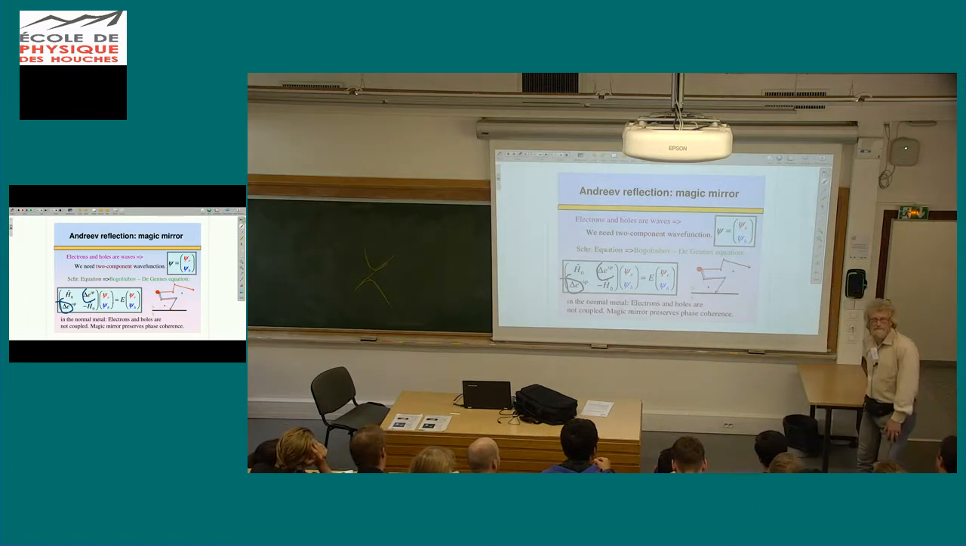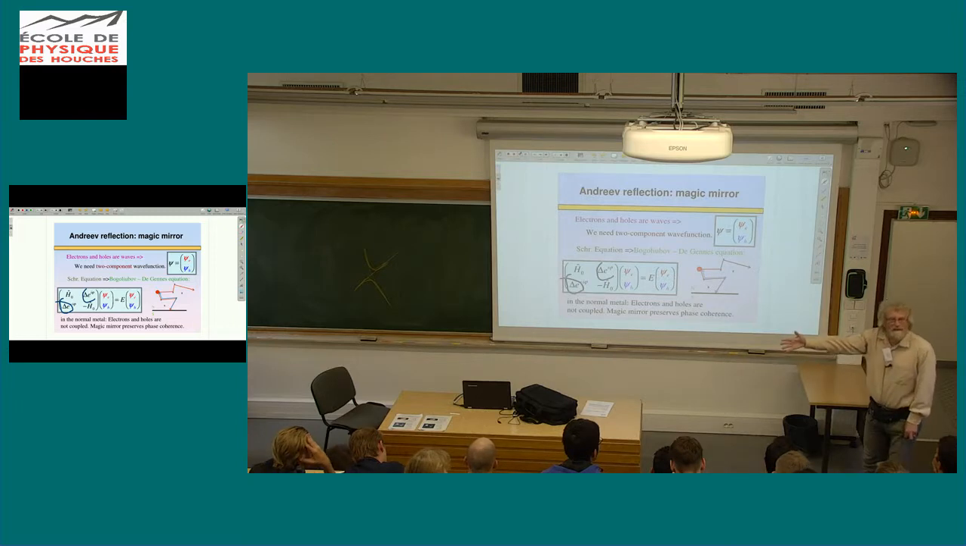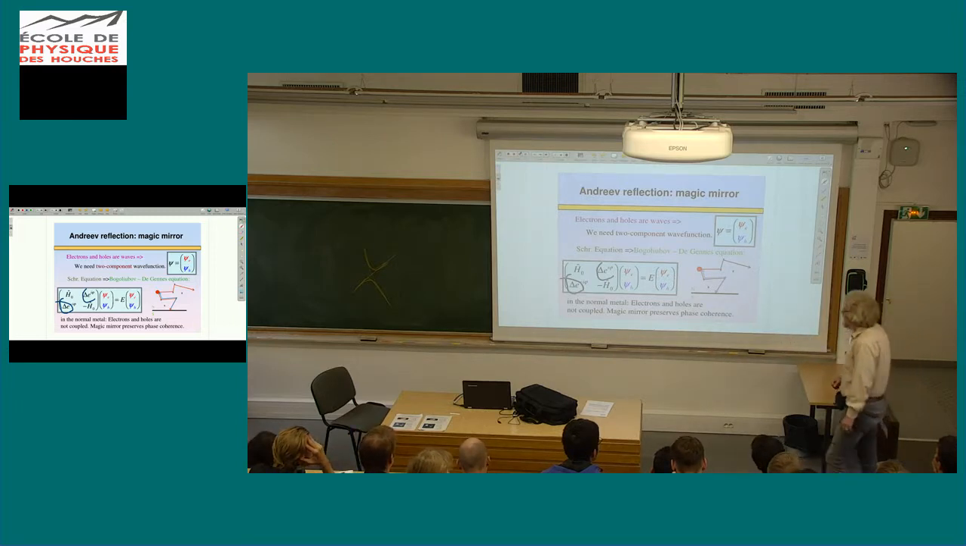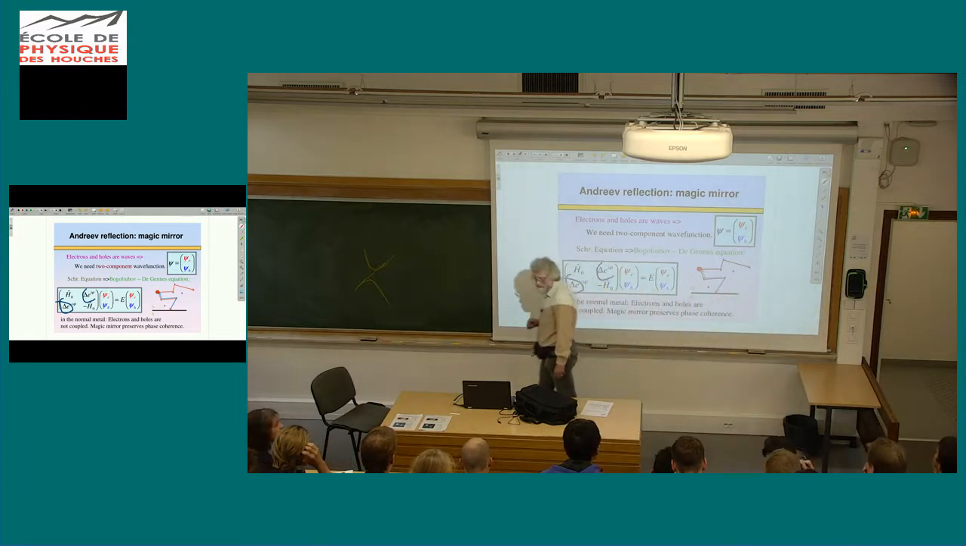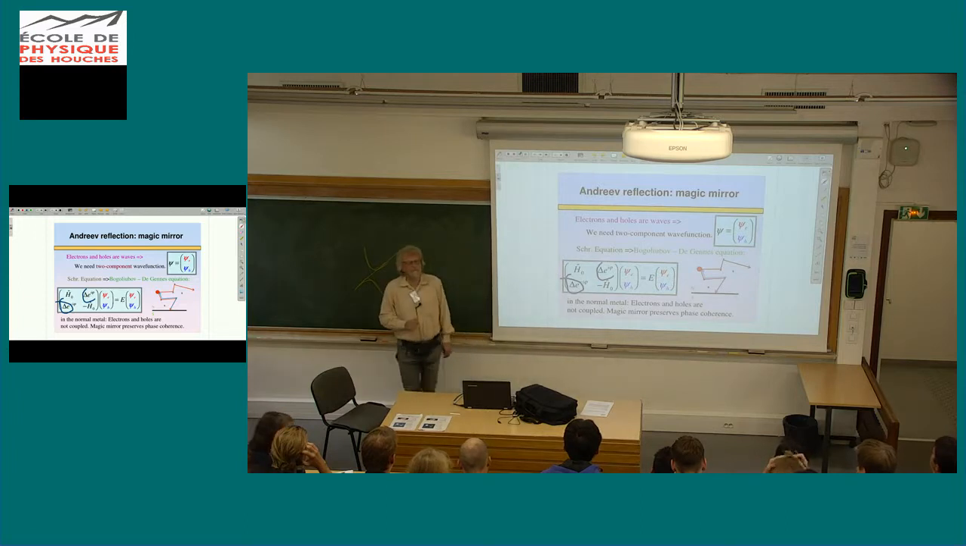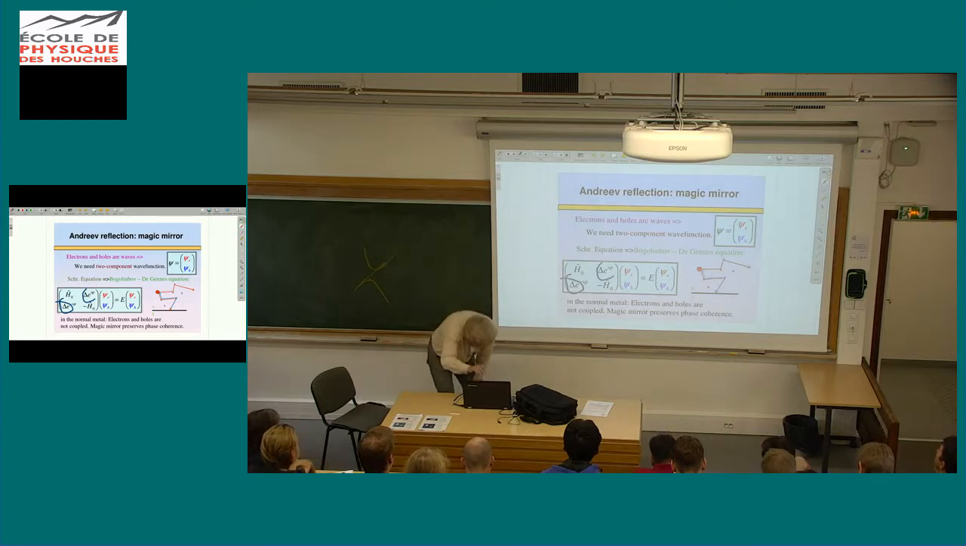Like a magic mirror. If we had such magic mirrors for light, they're very expensive, we could see through mist with these mirrors. We could cancel the effect of light scattering. Well, something like that can happen for electrons which experience Andreev reflection. So, a two-component wave function. And there can be a phase difference between the electron wave and the hole wave, which will become important for me soon.